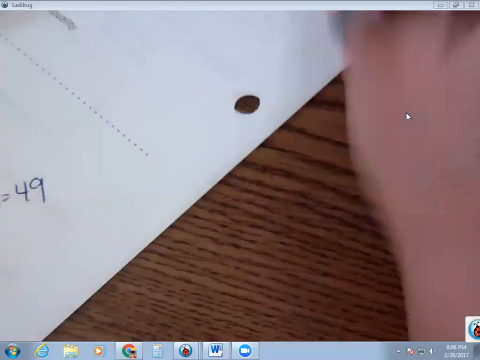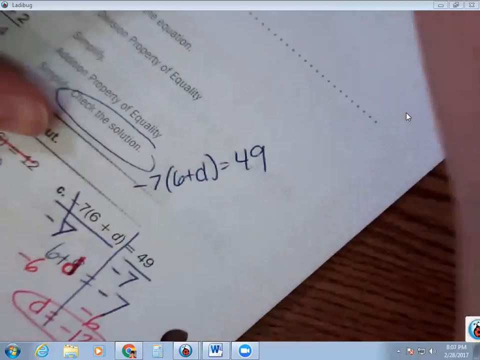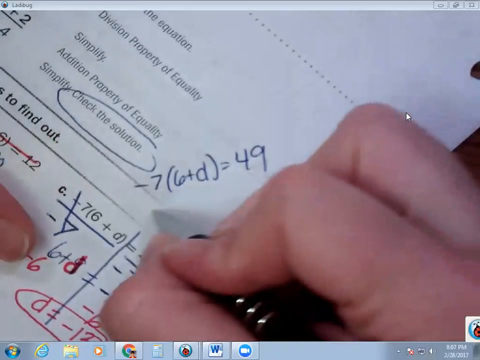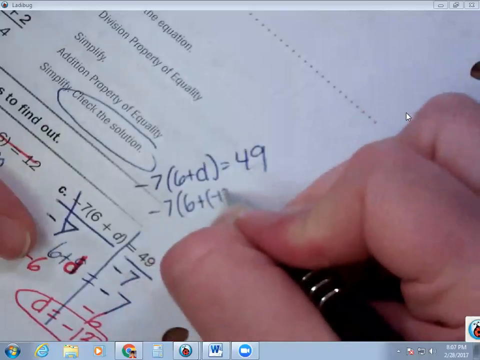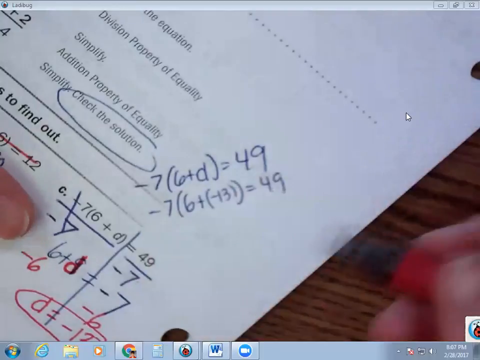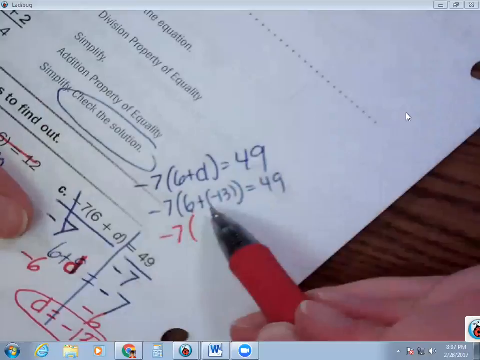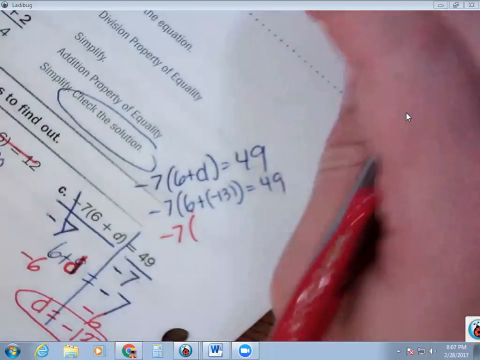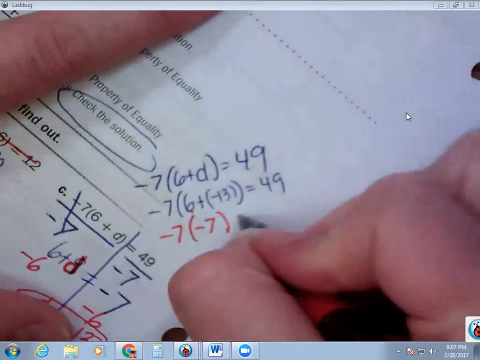Okay. Here's our check up here in the corner a little bit. Get a little bit closer. All right. Negative 7, 6 plus negative 13 equals 49. That's a little crazy in there, but if you think about it, it's negative 7, and then it's different signs subtract. So 6 minus 13 is negative 7 equals 49.